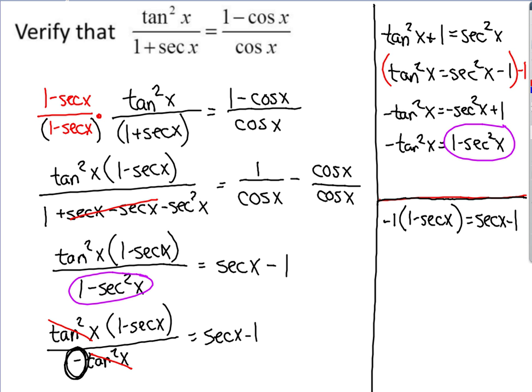And if we distribute that, negative 1 times 1 gives me negative 1. Negative 1 times negative secant gives me a positive secant. And if we rearrange this, this gives me the secant of x minus 1 is equal to the secant of x minus 1.